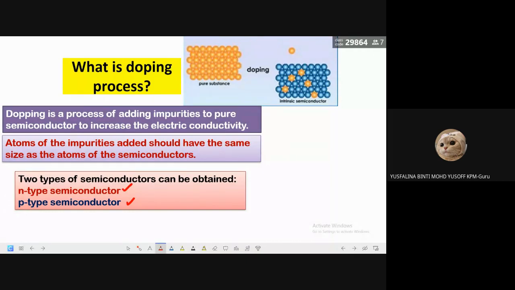So how do we know which one we can make, N-type or P-type? That one you need to know what type of impurities you added. Is it trivalent, or do you have a pentavalent one? That depends. So you just need to know there is a doping process, adding impurities inside the semiconductor to increase its conductivity. After that, you can produce either N-type or P-type semiconductors.